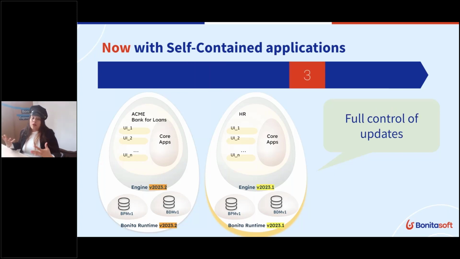Also, you have full control of updates. What do I mean by this? Well, infrastructure updates, for example. Imagine that you want Bonita runtime 2023.1 for your human resources application. But later this year, because at Bonitasoft we have 2 releases per year, you decide that for Acme Bank for loans, you want to go for 2023.2. You can do it without asking, should I migrate everything? No, you just choose the one that you want, and it will be simpler because it's smaller.